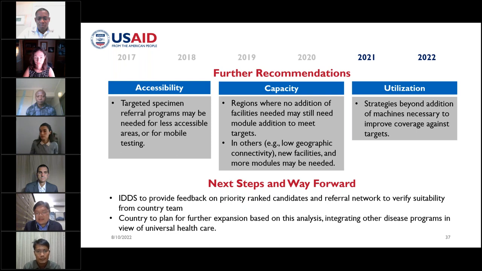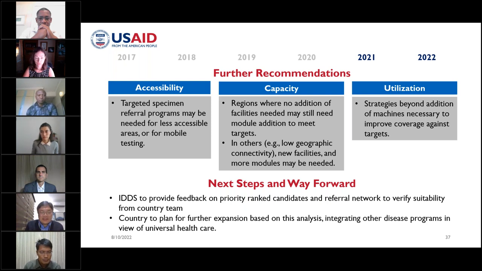In terms of capacity, regions where no additional facilities needed may still need module addition to meet the targets, while in others, new facilities and more modules may be needed. In terms of utilization, which is likely the biggest issue right now facing our country, we need to look into strategies beyond the addition of machines necessary to improve coverage against targets.